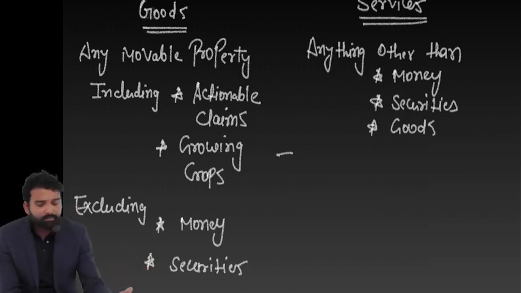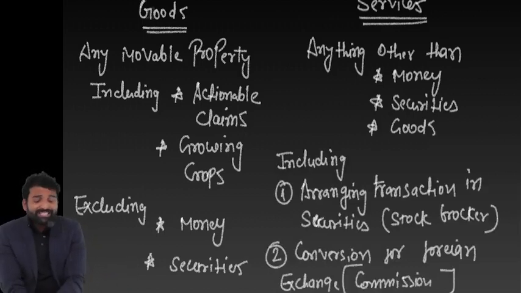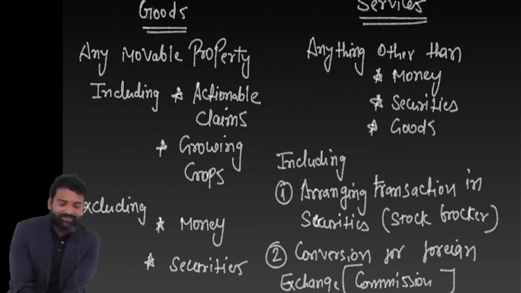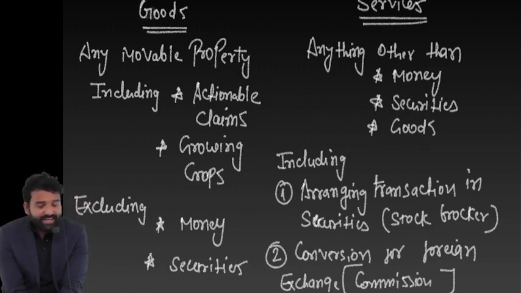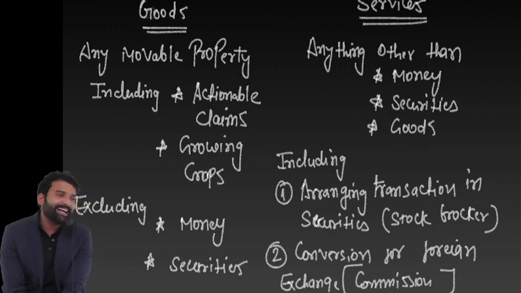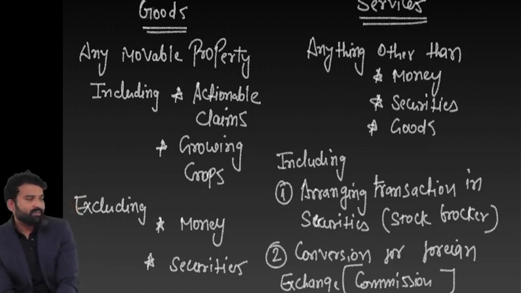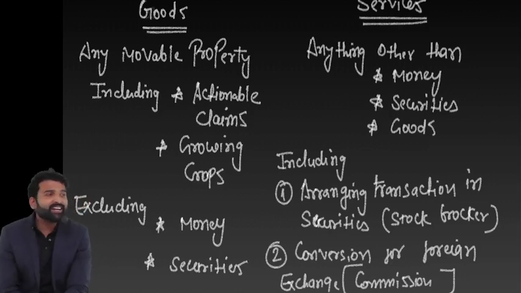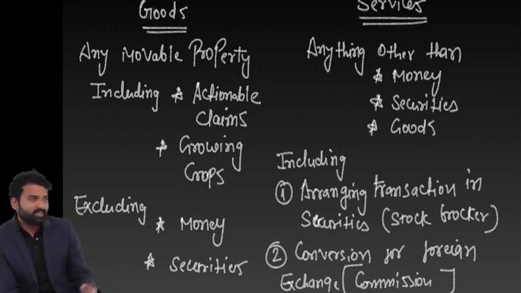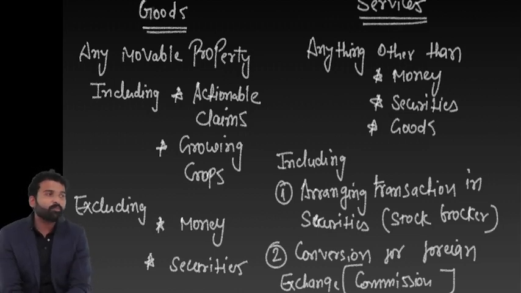So anything other than money, securities and goods, that is the definition of services. But services include two important transactions. First, if I am not dealing in stock, I am arranging transactions for securities. Like I am a stock broker, Zerodha, or maybe Upstox, Angel Broking, Arihant Capital, who are they? They are stock brokers. So on their stock brokerage, GST is leviable. It is treated as services. So stock brokers are covered under the ambit of the definition of services.